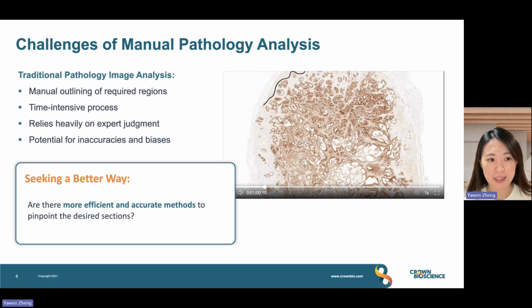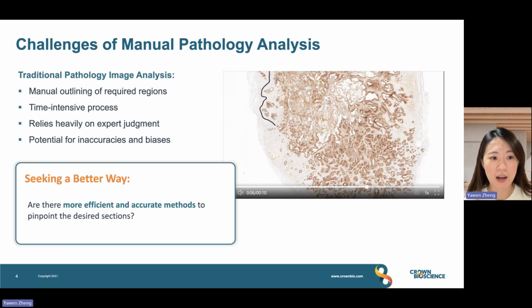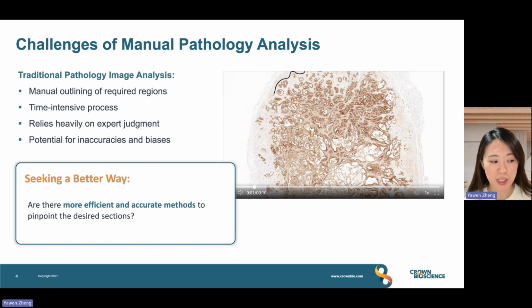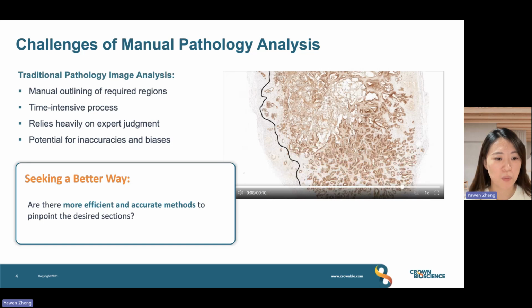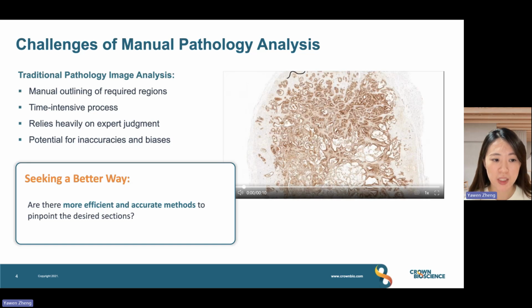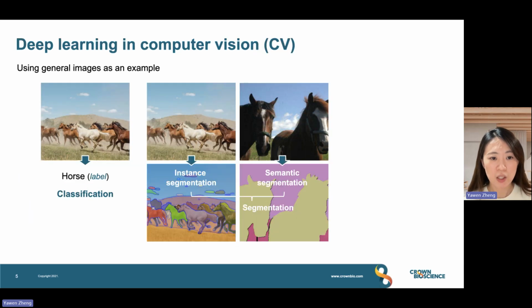And this process is very time intensive, and it relies heavily on the expert judgment, and the results are sometimes inaccurate and biased. So we started to think that are there any more efficient and accurate methods to pinpoint the desired sections? And in fact, we're inspired by the deep learning developments in the computer vision. And here we take the general image as an example.